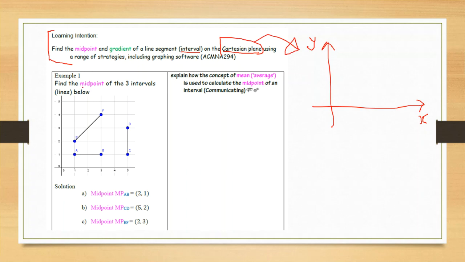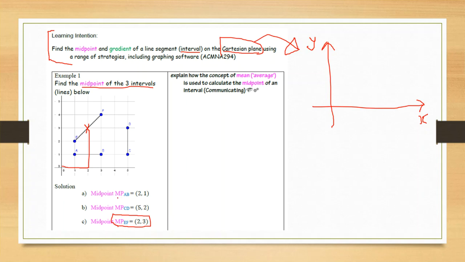Find the midpoint of the three intervals. So the midpoint is the middle of the line. So for E to F, the middle is here. And you can see that we go across 2, up 3 to get to that point. So EF, midpoint EF is 2, 3. We go across 2 and up 3.